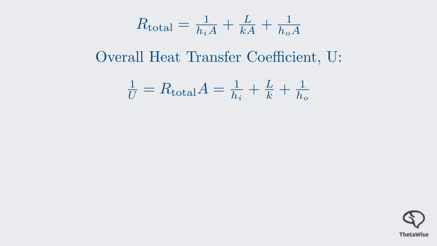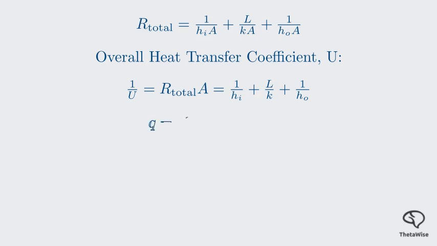This formula gives us the overall heat transfer coefficient U. Its units are watts per square meter per degree Celsius, the same as a convection coefficient. This value U is incredibly useful because it allows us to calculate the total heat transfer rate in a heat exchanger with a very simple formula.